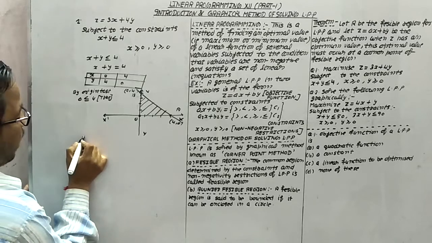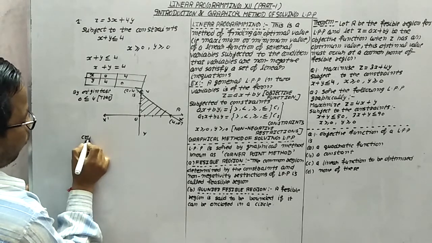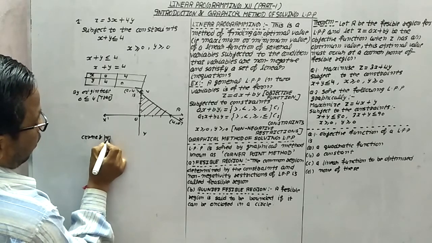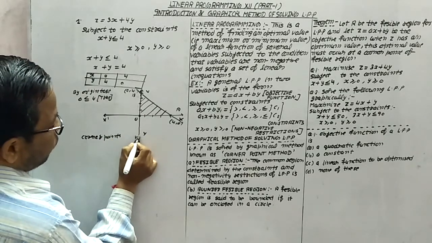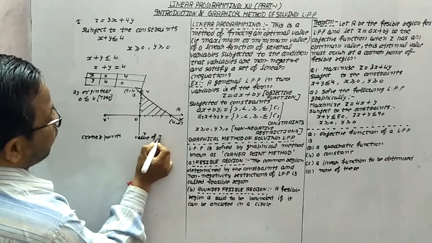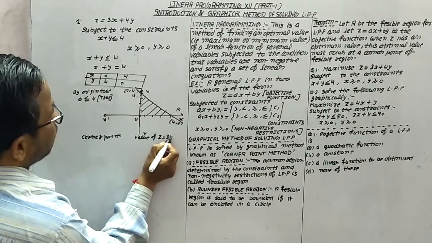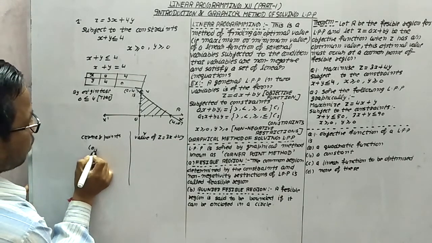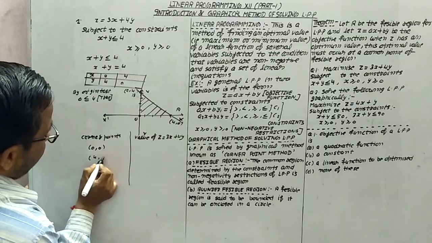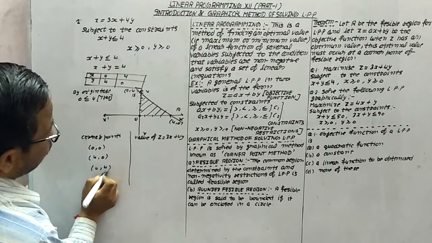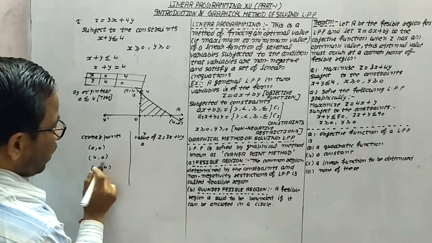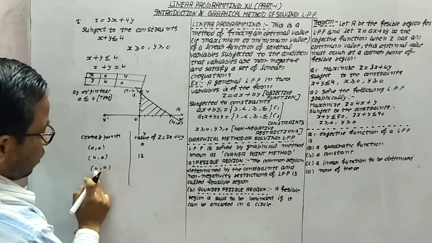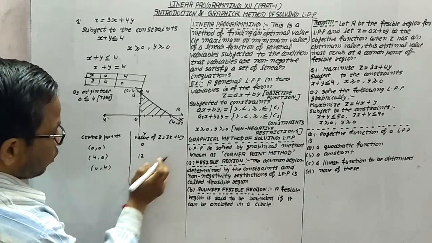For this, we will make a chart. One column is for corner points, and another is the value of z. And what is z here? z is 3x plus 4y. Now, what are the corner points? Corner points are (0, 0), (4, 0) and (0, 4). Now put the values here. (0, 0) means 0 only. (4, 0) means 3 times 4, that is 12, and (0, 4) means 4 times 4, that is 16.